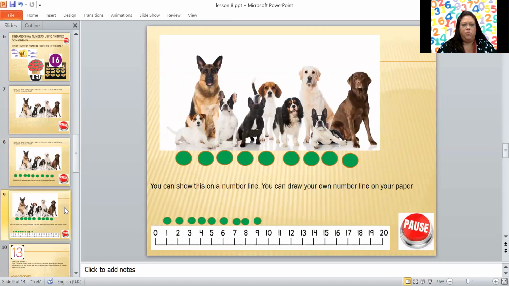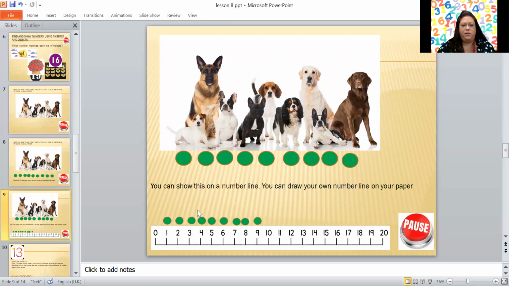Now, you can also put those dots onto one of your number lines. So here is a number line. Did you draw your number line like mine? And then can you see I've put a dot there to represent that one. So that's a number 1. There's one dot on the top of it. And that's for one dog, isn't it? All of these dots represent one of those dogs.